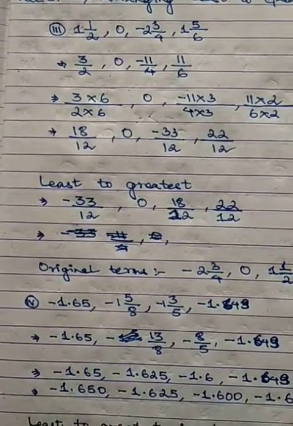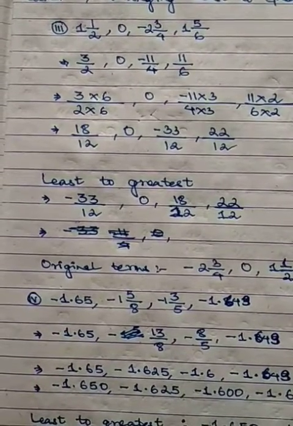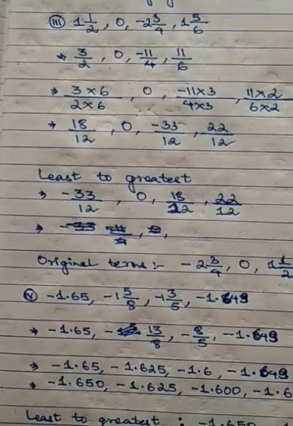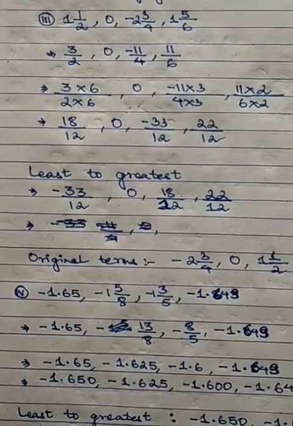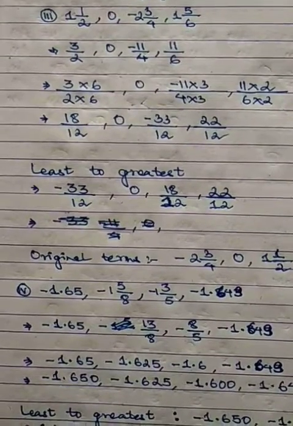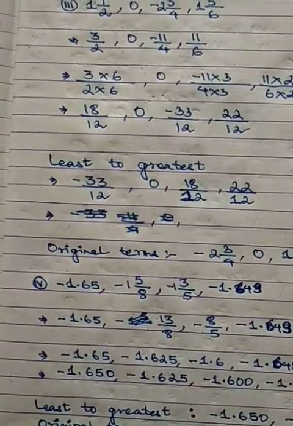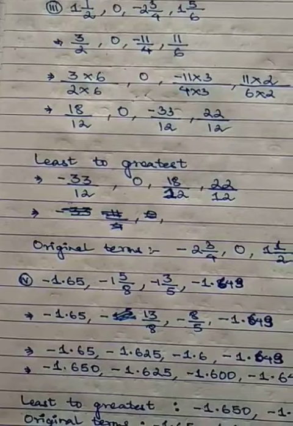We know that we cannot operate on mixed fractions. So what I have done here is convert the mixed fractions to improper fractions again: 3 by 2, 0, minus 11 by 4, and the fourth term as 11 divided by 6. So the first term is 3 by 2, second term 0, third term minus 11 by 4, and 11 by 6.